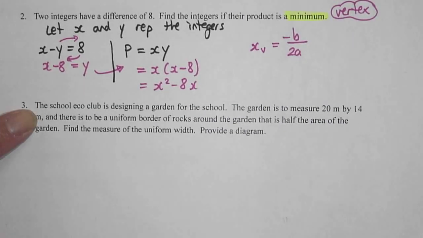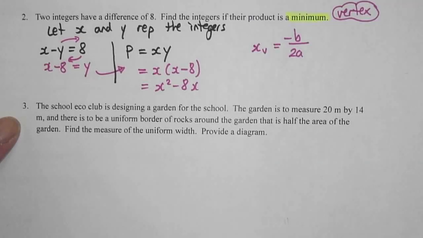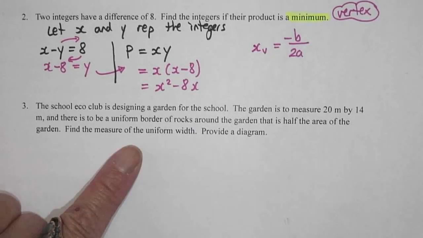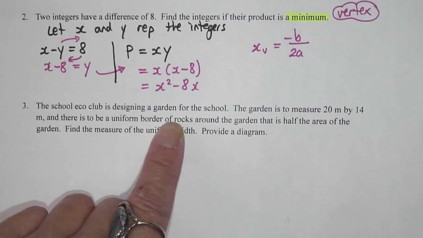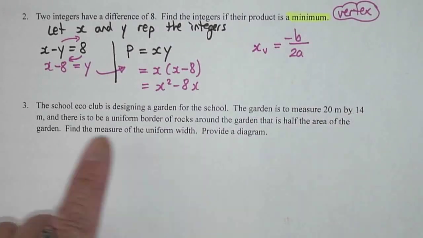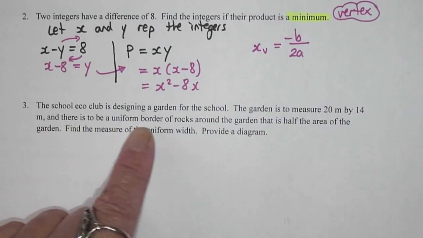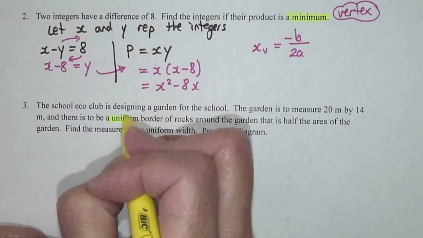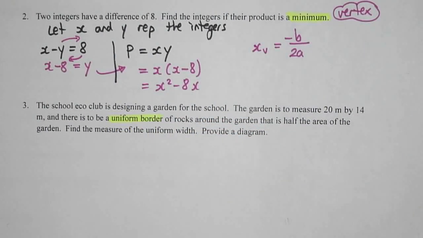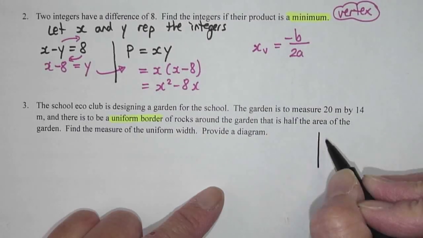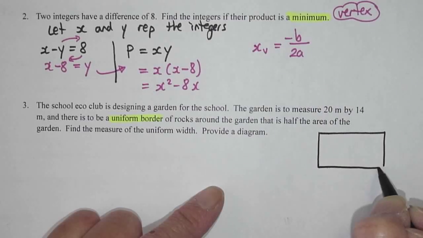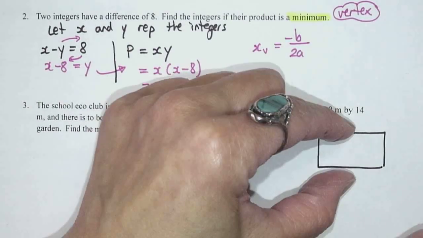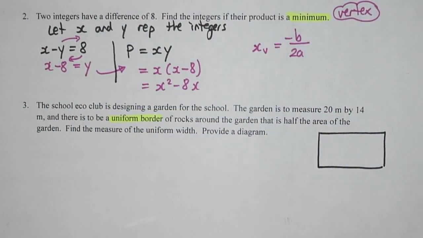I have a school eco club, so I'll read it because I know it's small. The school eco club is designing a garden for school. The garden is to measure 20 by 14 meters. There's a uniform border. It's like a frame, and the reason it's uniform is because it makes your life a little bit easier. If this frame around it was two different widths, you'd have a much more complicated equation.